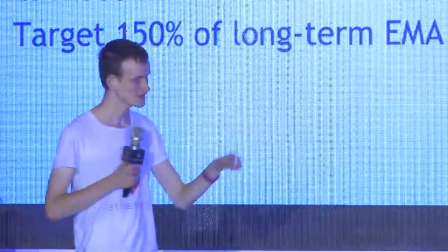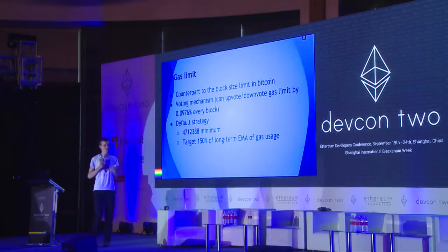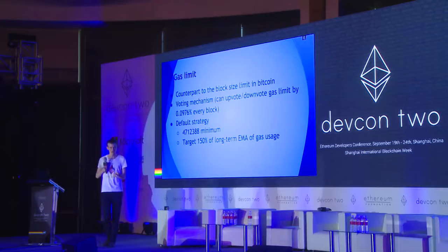So just one important thing that lots of people get wrong that would be good for people to remember. So gas limit, the equivalent of the block size limit in Bitcoin, is the gas limit in Ethereum, 4.7 million gas per block. Now gas isn't just about counting computational steps.